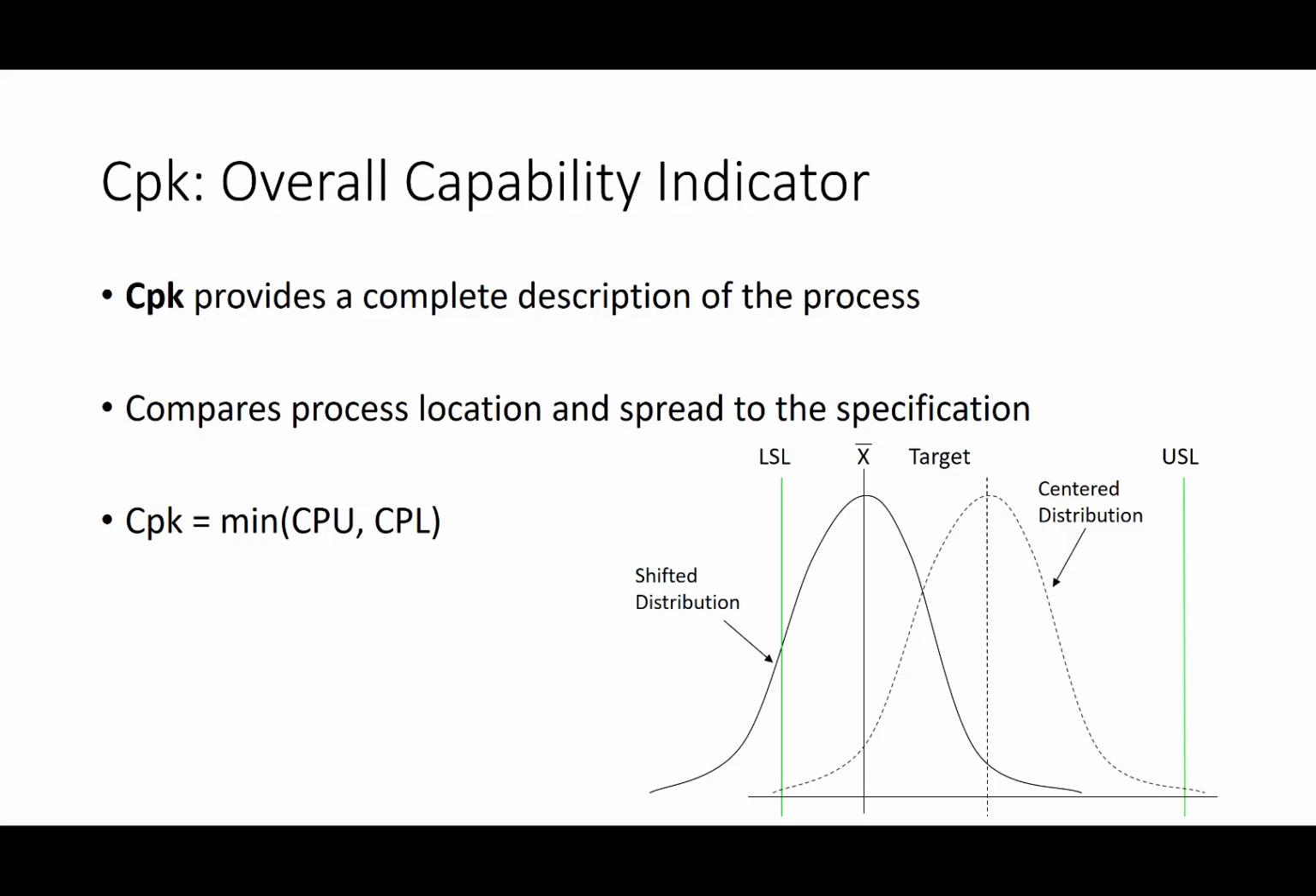It's important to note that if your process were perfectly centered, the CPU and CPL would both be identical, and in that case, your CPK would be identical to your CP. In other words, your CPK can never be better than your CP value. If you have a high CP value and a low CPK value, that tells you that your process is very capable if it were centered, and the result should be just to recenter the process. If you had a low CP value, you will never get the CPK higher than that, and you should look to reduce variability to improve your process.